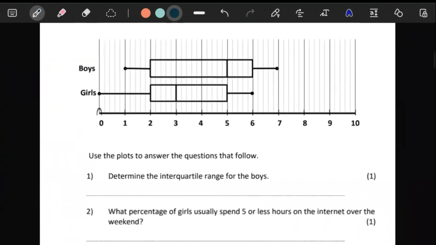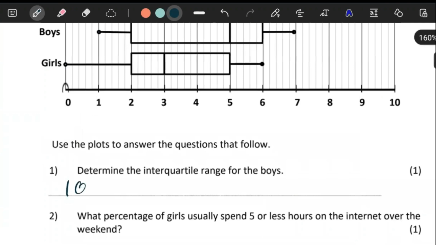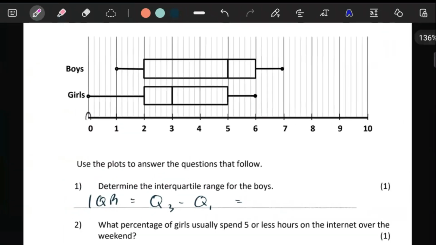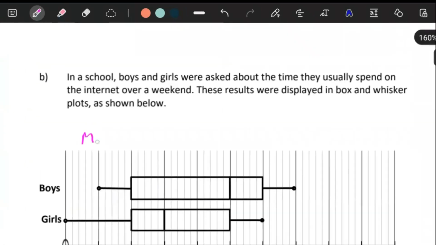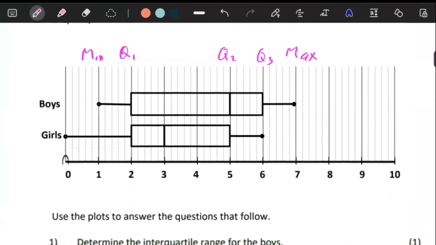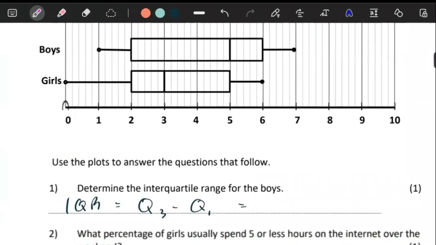Determine the interquartile range for the boys. So the interquartile range is always Q3 minus Q1. If they said semi-interquartile range, then you would divide the interquartile range by 2. But here they just say interquartile range. So you have to remember that your data for the boys, this is the minimum, this is the max. You have Q1 here, Q2 here, Q3 here. So here you have 6 minus 2, you see, 6 minus 2. The interquartile range is just a simple 4, nothing crazy.